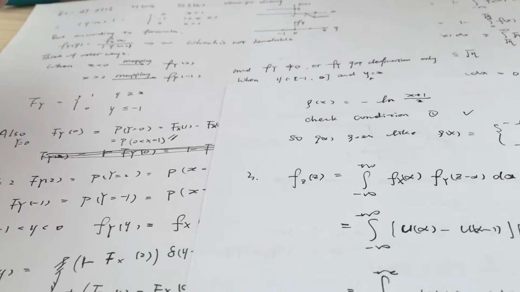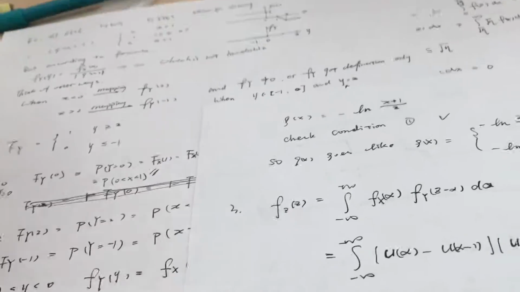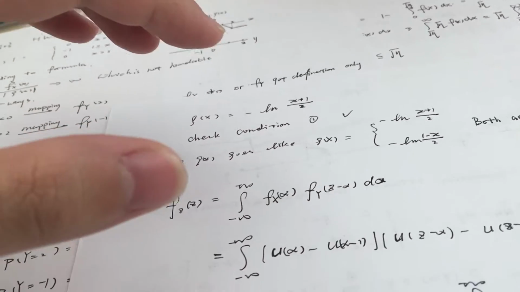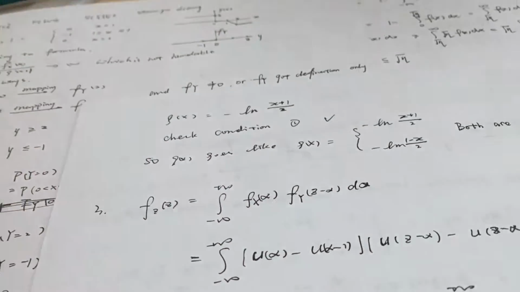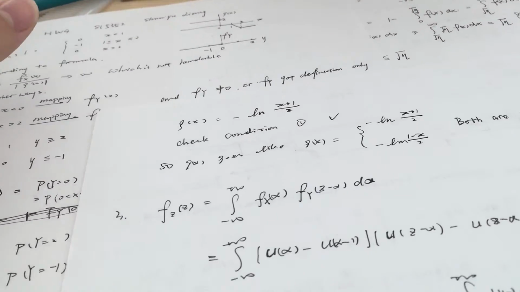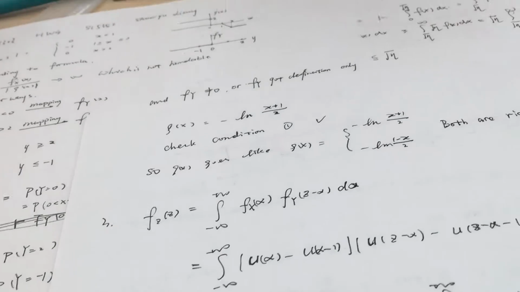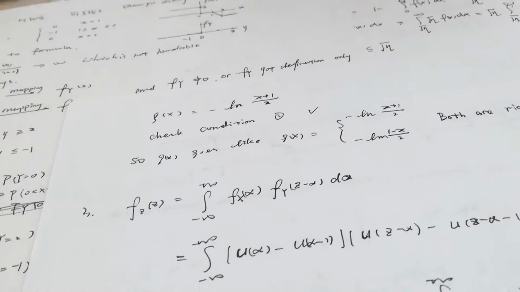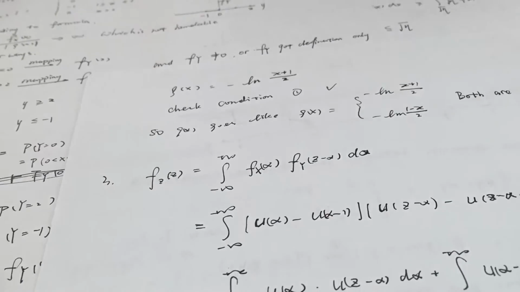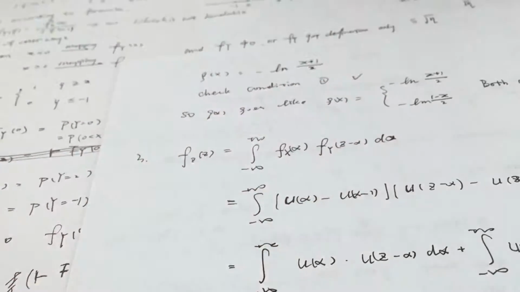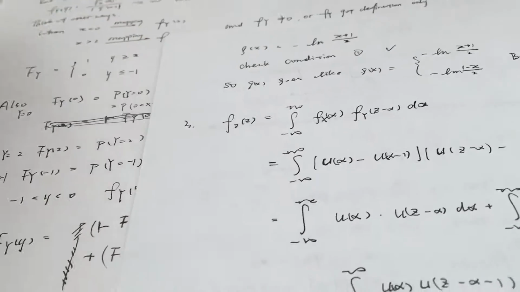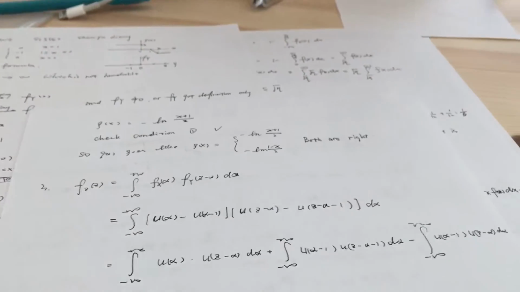It's also correct. So g(x) has two forms of existence, which is true because the fundamental theorem tells us that if you calculate the derivative of g(x), you need to use an absolute value, and this absolute value gives us the same result. So both are right. That is question 2. Thank you.